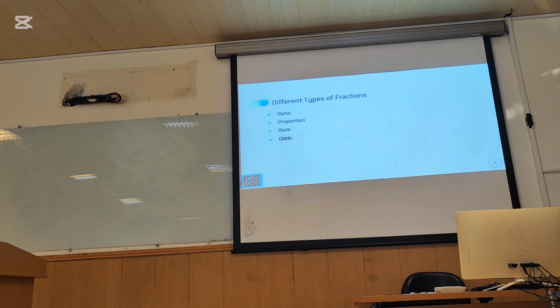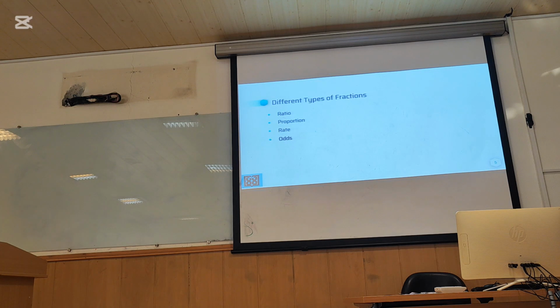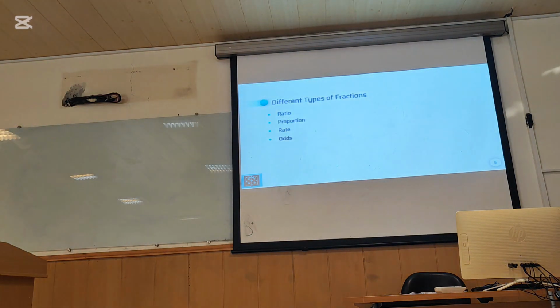I think Dr. Feinfeld discussed these topics, yes? The different types of fraction. What is the difference between ratio, proportion, rate, and odds? In ratio, the numerator is not a subset of the denominator. Both of them are proportions, where the numerator is a subset of the denominator. And rate is the average of the diseases.